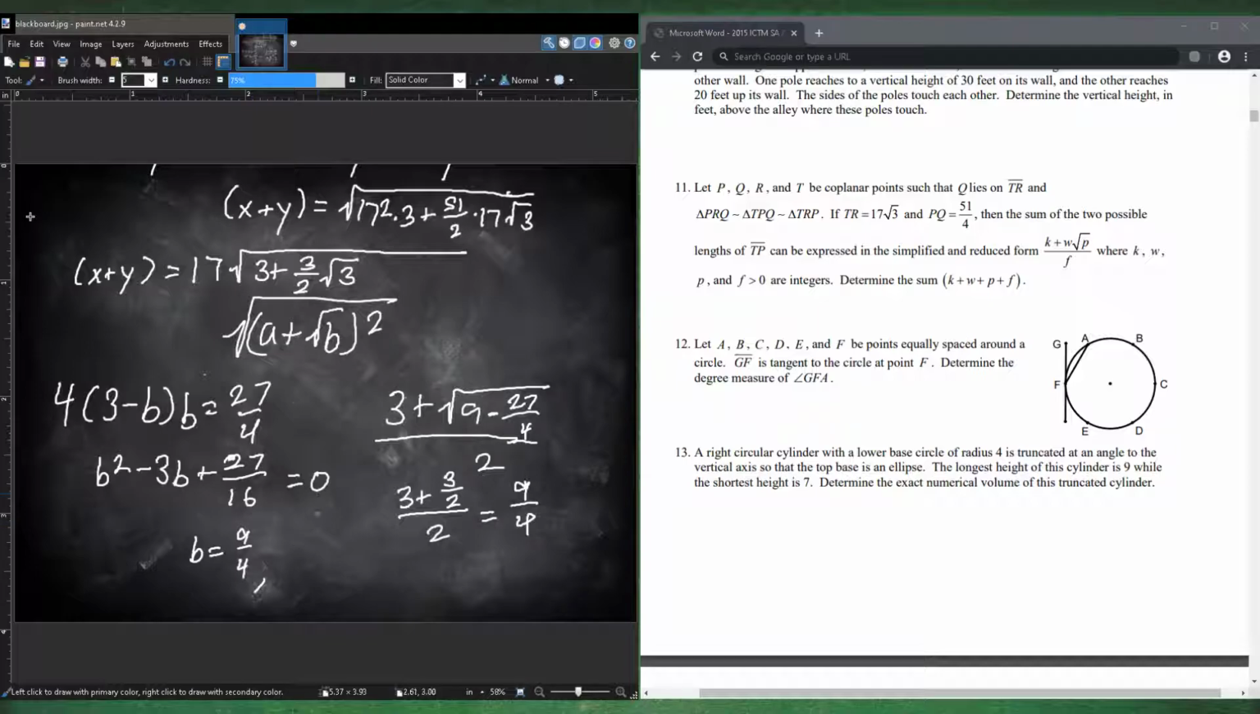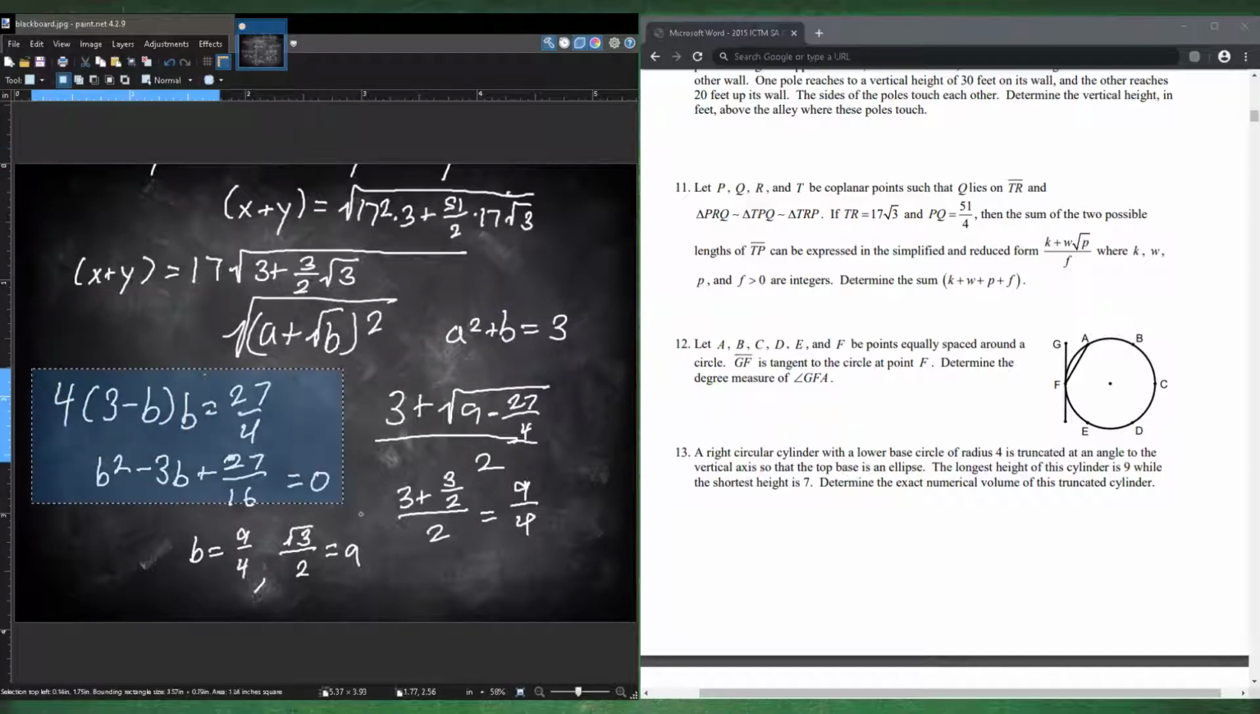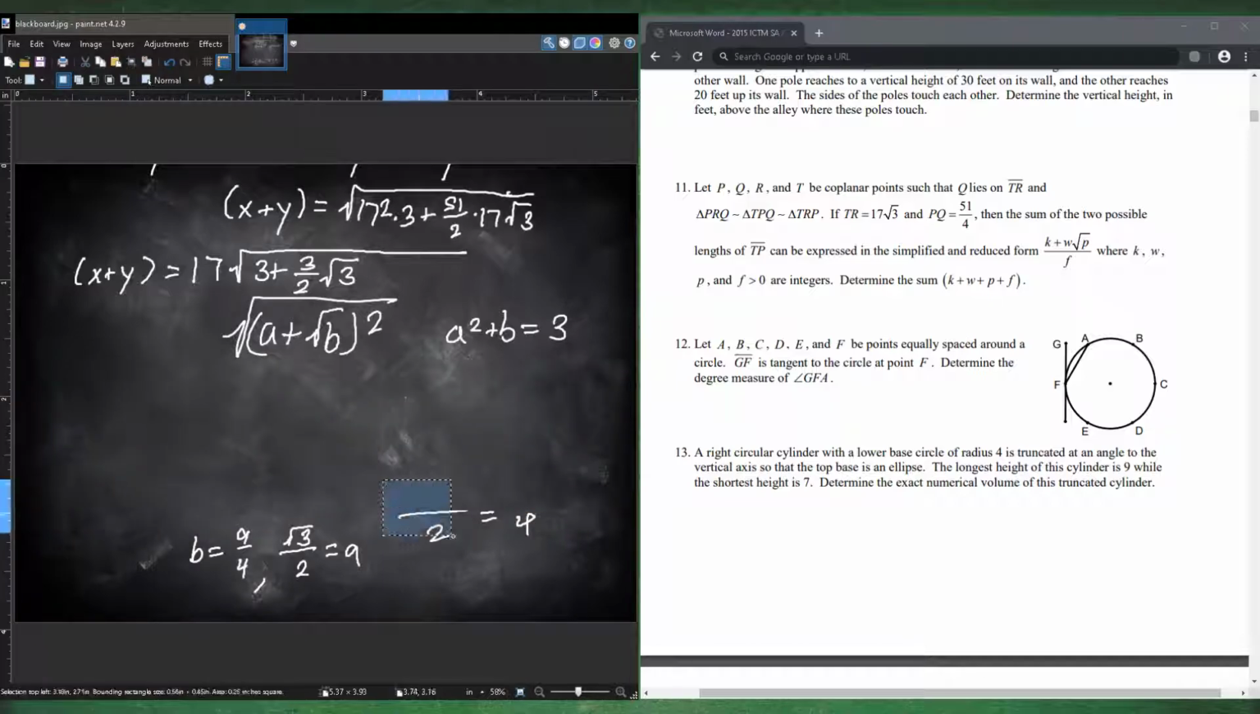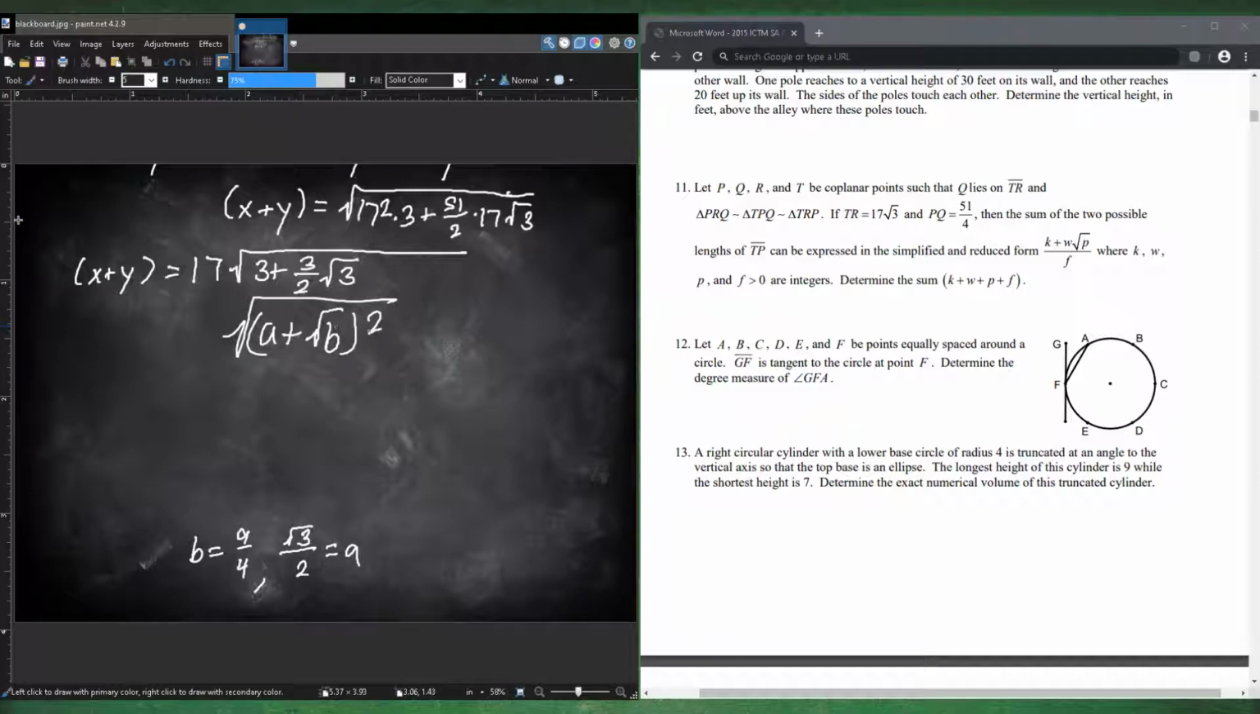Okay, so remember, I deleted it, but basically a squared plus b has to be equal to our 3, right? So then 3 minus 9 over 4. So 3 is 12 over 4 minus 9 over 4 equals 3 over 4, right? So a is equal to the square root of 3 over 4, which is just square root 3 over 2. So that is equal to our a. Okay, so we got our a and b. Now, the reason we did all that is basically because if we square something and then we take the square root, those cancel each other out.